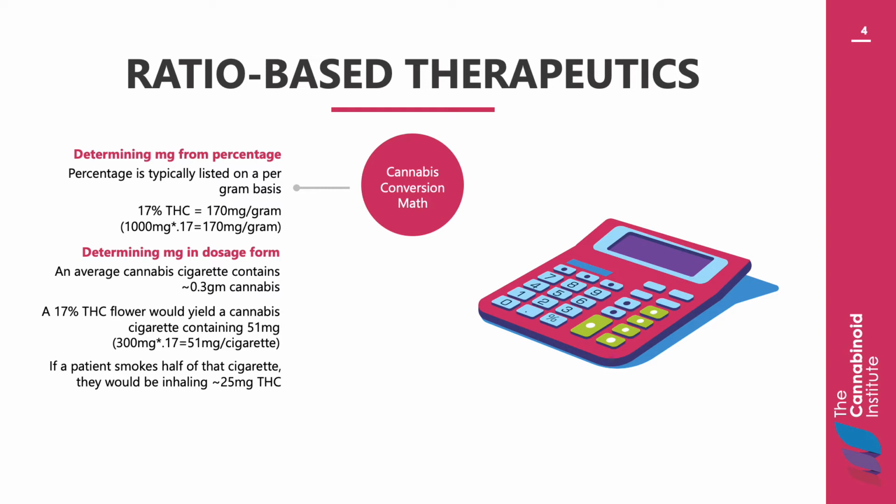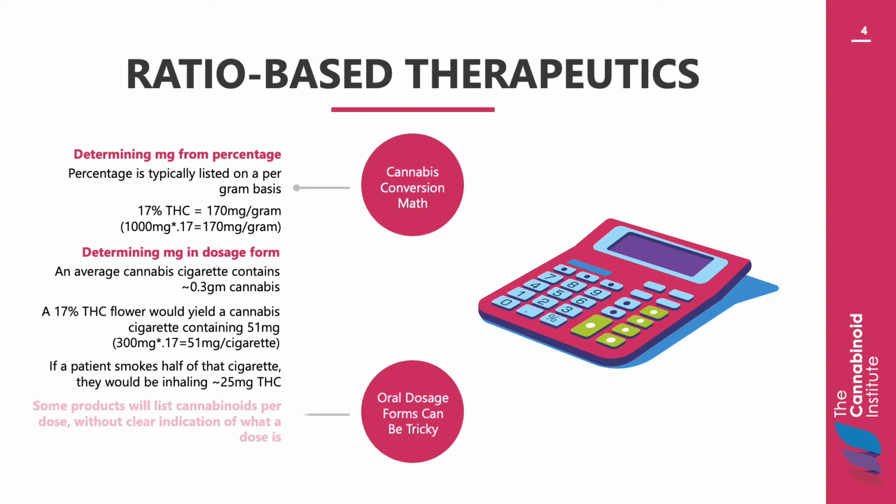Oral dosage forms can also be a source of confusion to patients. Some will list cannabinoids contained per dose without a clear indication of what a dose is. For example, a chocolate bar containing 40 milligrams of THC per dose may be confusing to patients as containing 40 milligrams per entire bar, when in actuality, a dose is considered 1 square of the bar.